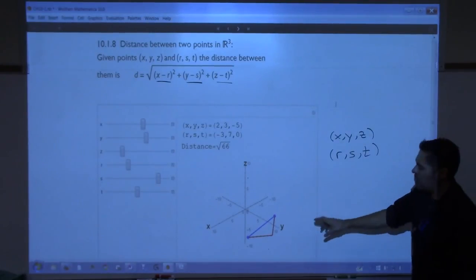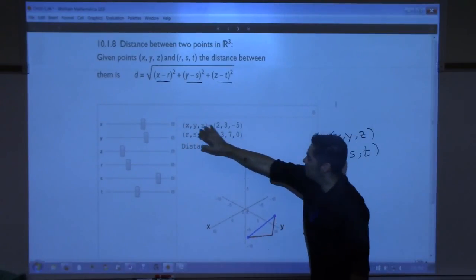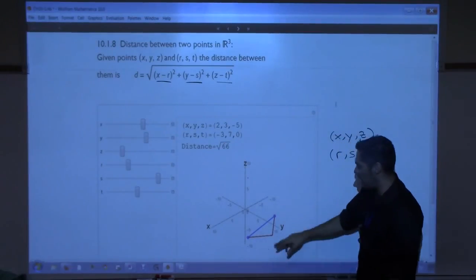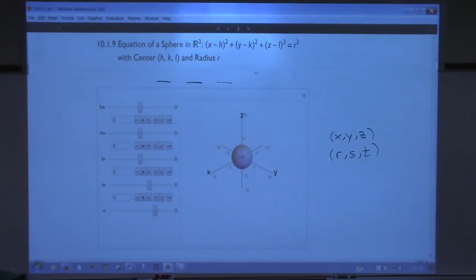So this animation allows you to just go through and change your x values and your first point's values and your second point, and then the computer will automatically calculate the distance. Let's see if we have an example here. No? Equation of a sphere.